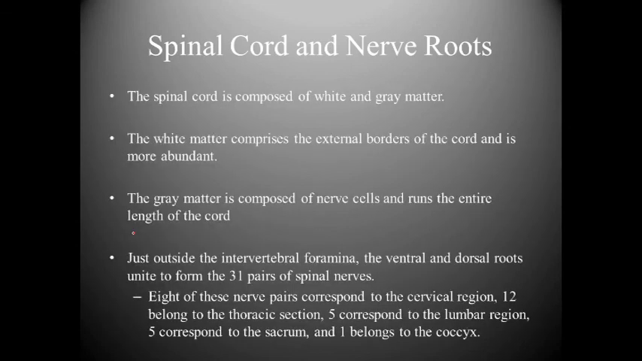The spinal cord is composed of white and gray matter. The white matter comprises the external borders of the cord and is more abundant. The gray matter is composed of nerve cells and runs the entire length of the cord. Just outside the intervertebral foramina, the ventral and dorsal roots unite to form 31 pairs of spinal nerves. 8 of these nerve pairs correspond to the cervical region, 12 belong to the thoracic region, and 5 correspond to the lumbar region. 5 correspond to the sacrum, and 1 belongs to the coccyx.